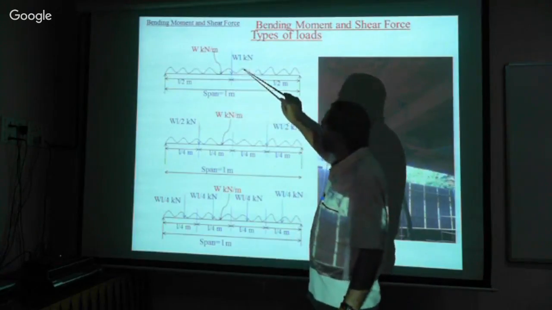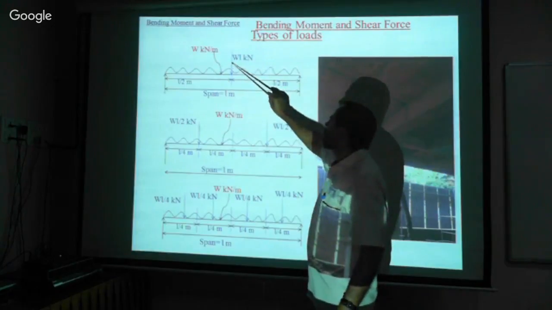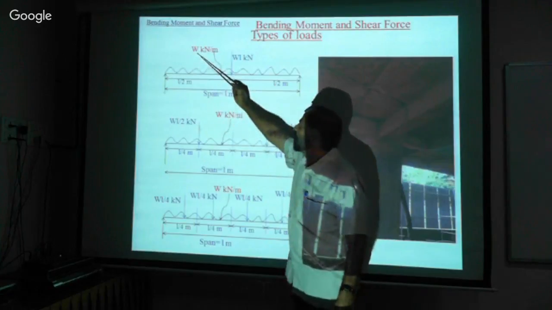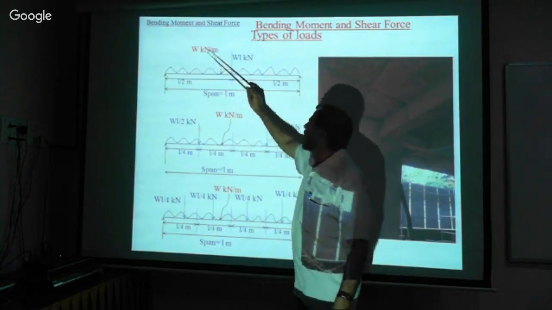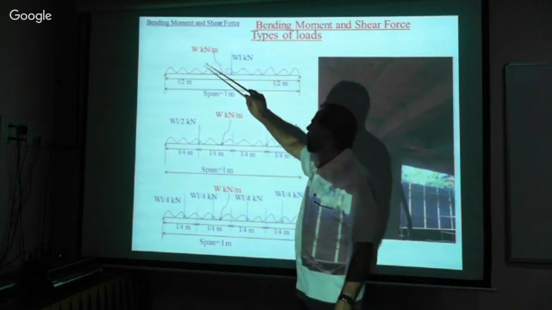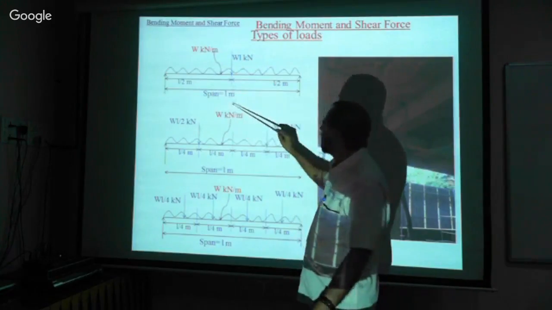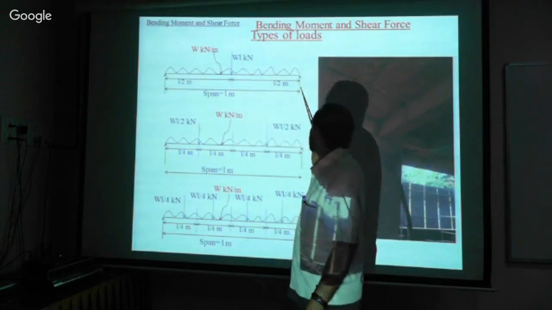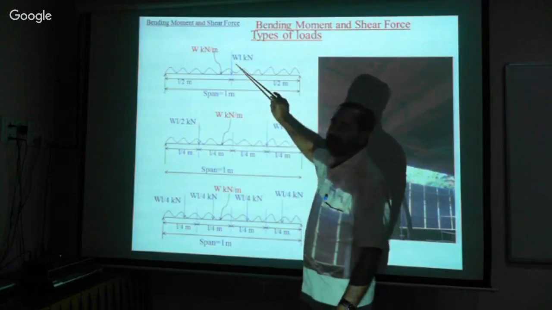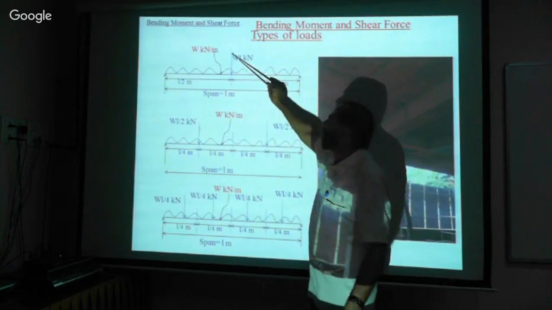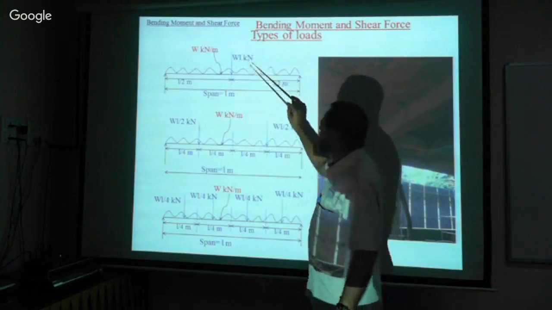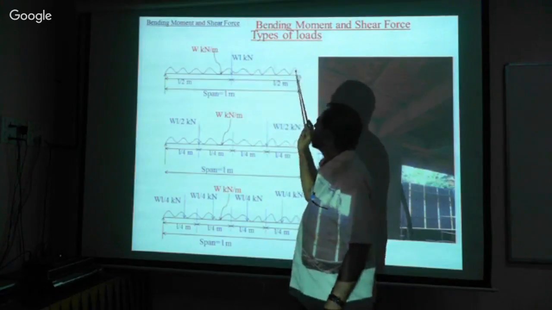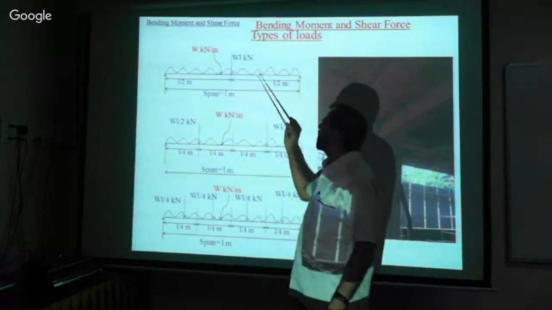Now, this can be converted into a point load. The intensity of the load for 1 meter distance is W kilonewton, for the next 1 meter, W kilonewton, for the next 1 meter, W kilonewton. Therefore, the total length is L. So W plus W plus W, or W into L, the total length, gives you the point load. And it is assumed that in a uniformly distributed load, the load is acting at the center of the span, whatever may be the length.